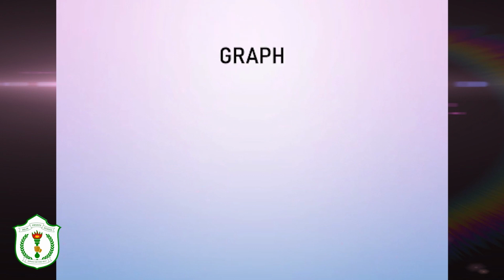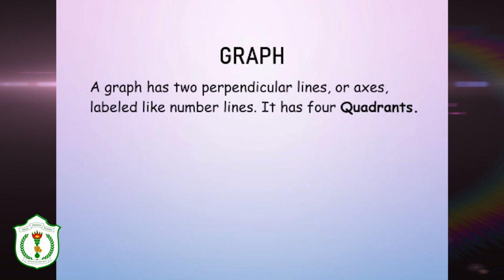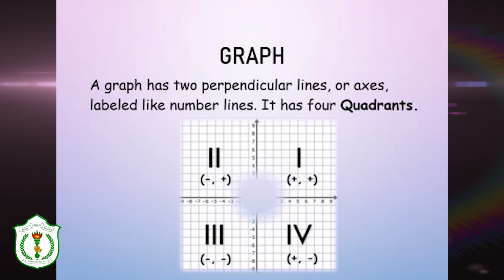A graph has two perpendicular lines or axes labeled like number lines. It has four quadrants. This is an example of a graph. It has the first quadrant, which has positive x and positive y. The second quadrant has negative x and positive y. The third quadrant has negative x and negative y, and the fourth quadrant has positive x and negative y.